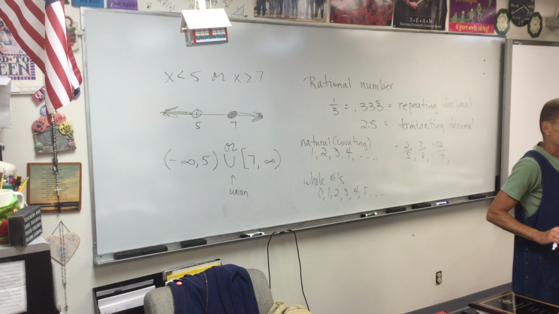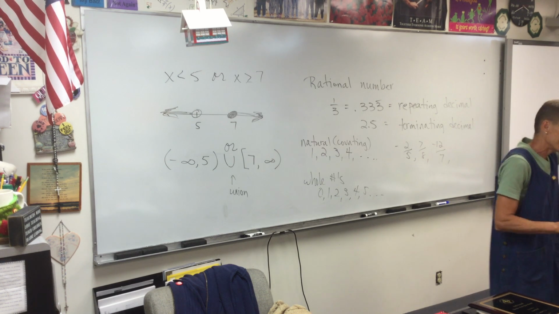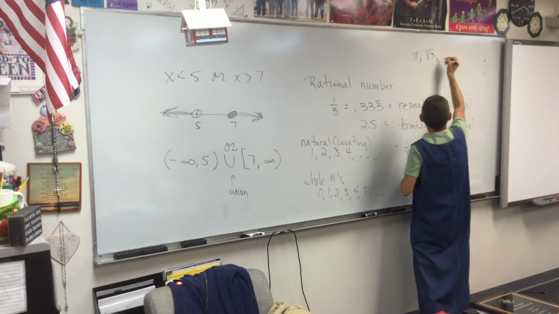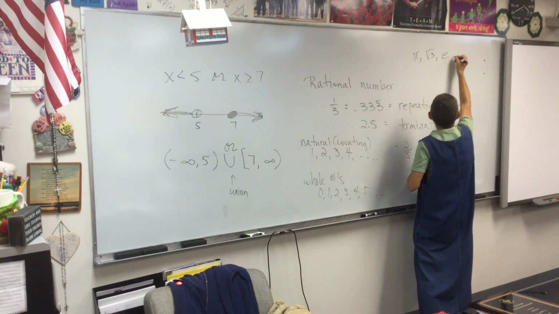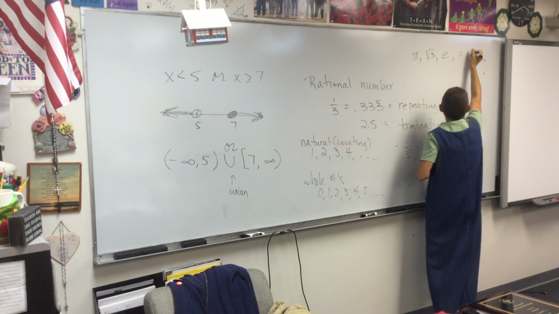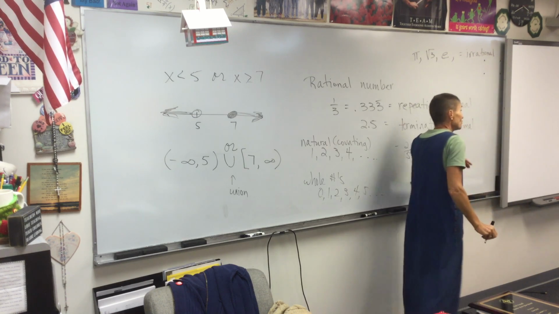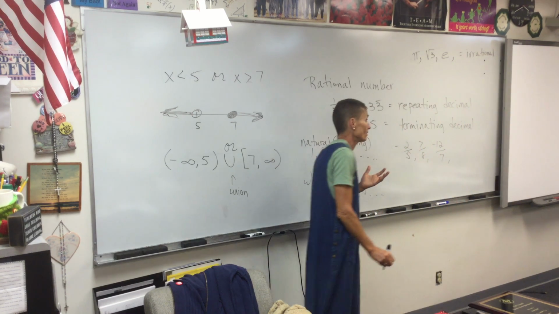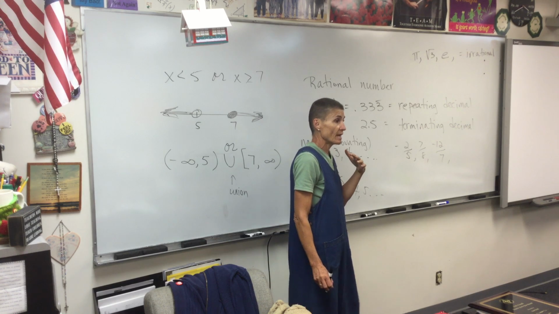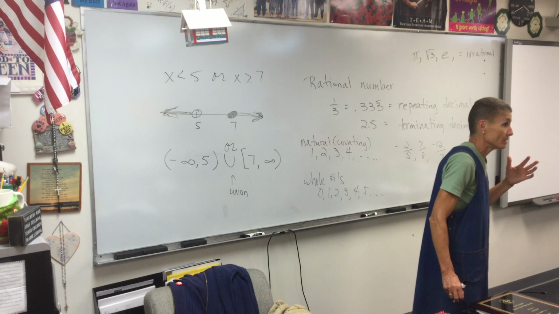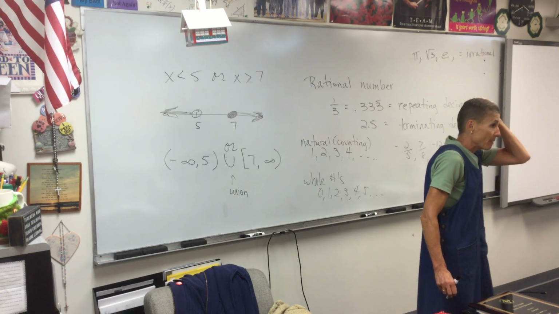Non-repeating decimals. Can you give me an example of what you mean? Like pi. Pi, the square root of 3, e, all of those are irrational. Because when you type them into your calculator, you get a decimal that doesn't ever stop and it doesn't ever repeat. Isn't that mind-boggling?